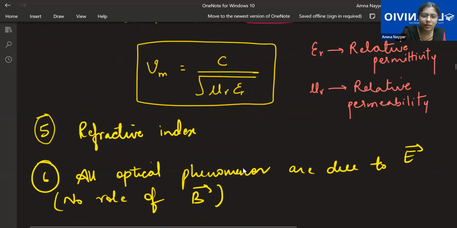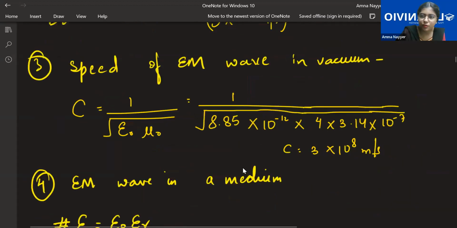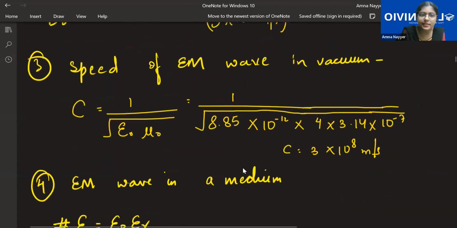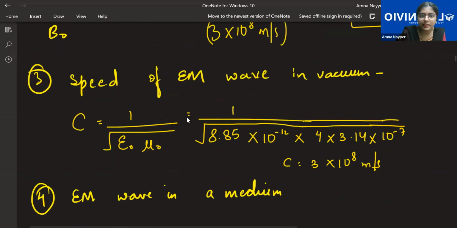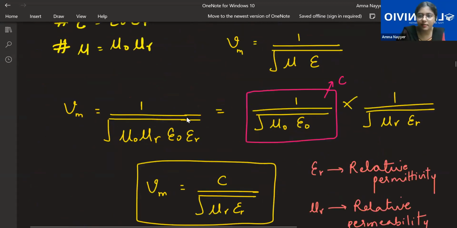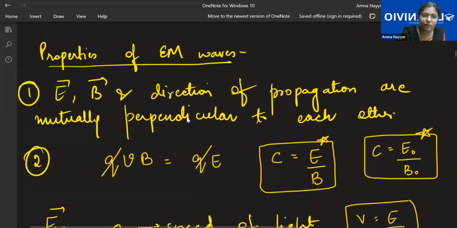Rest of it I'll tell you later. First, write down these 4 points, because numericals come from the second one and the third and fourth ones. Write down the properties.